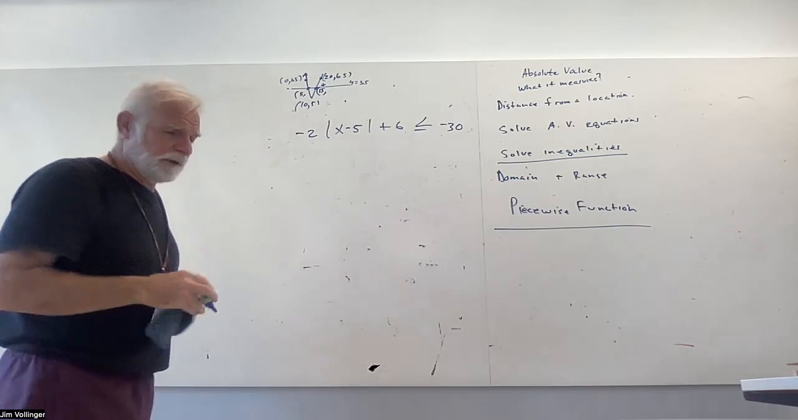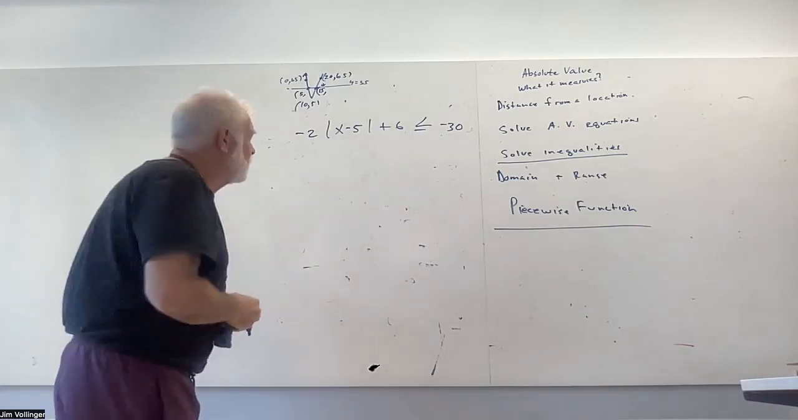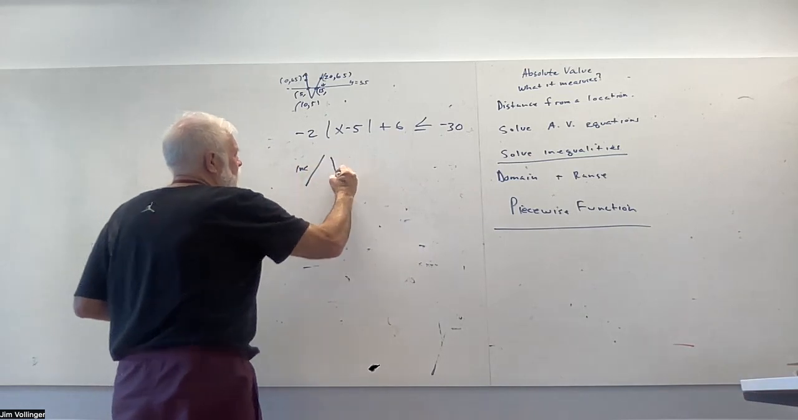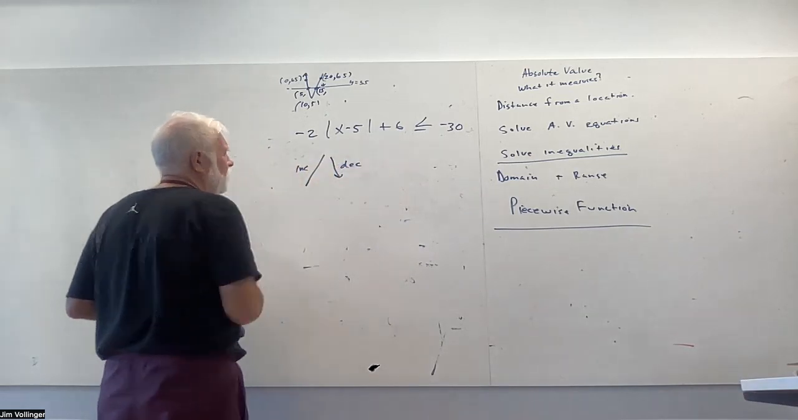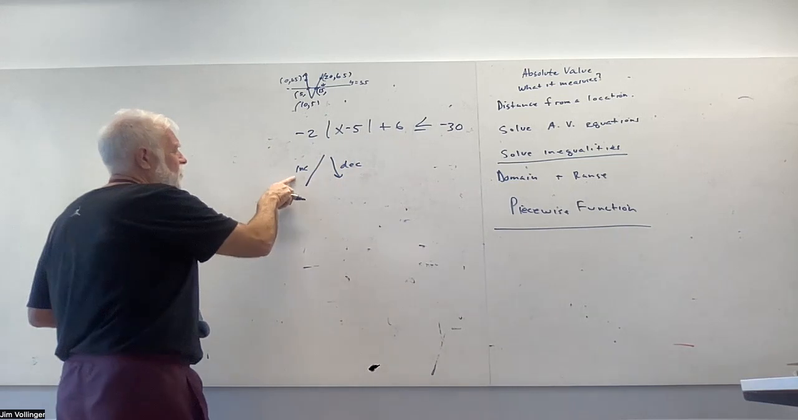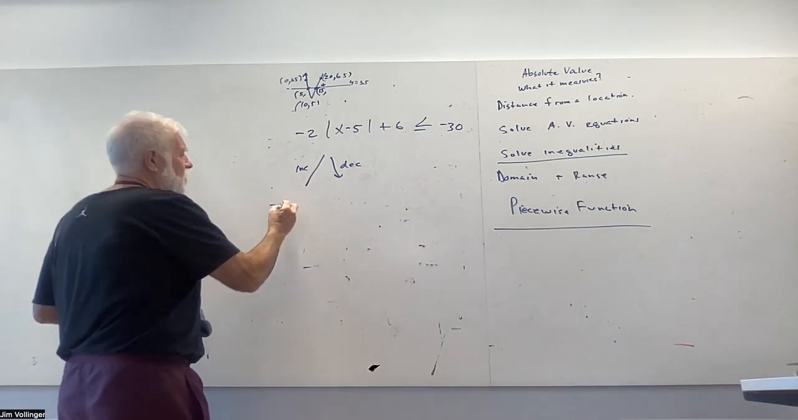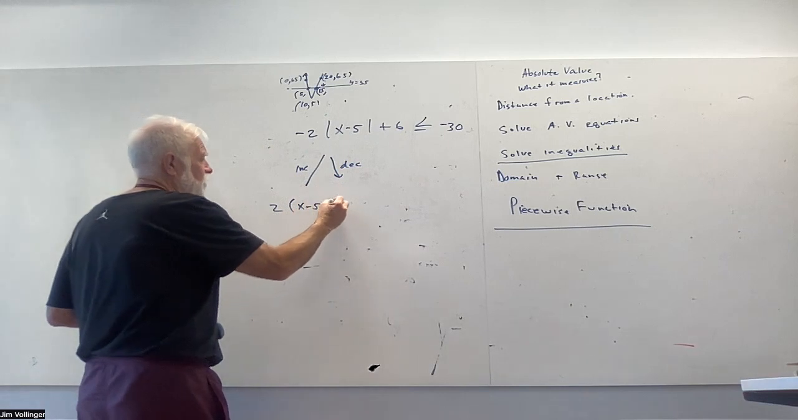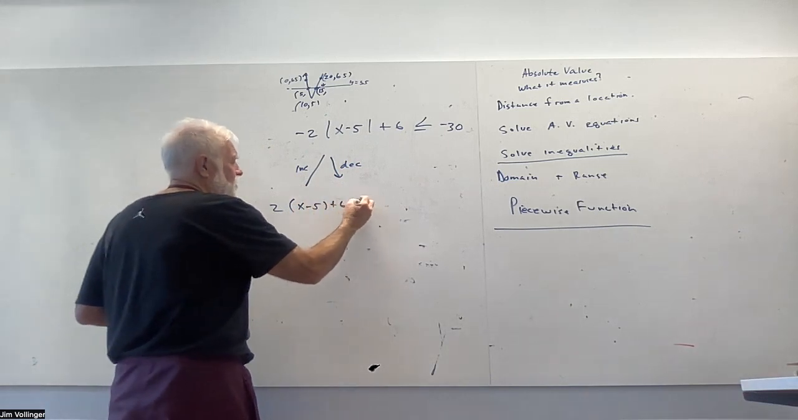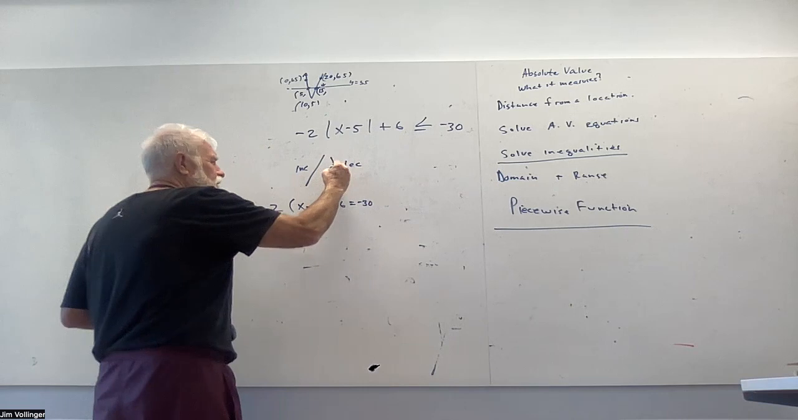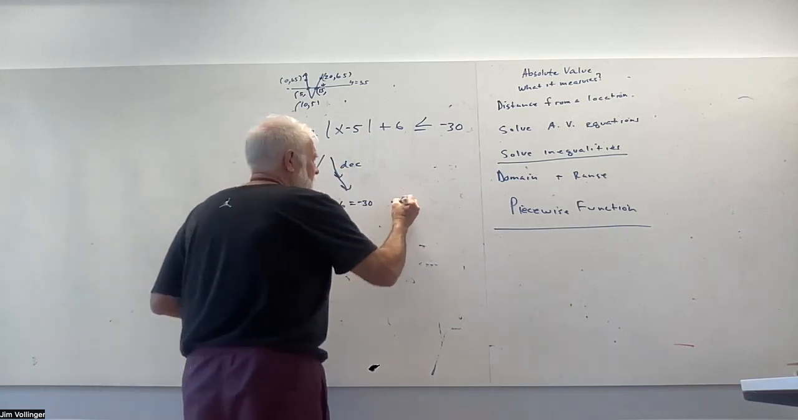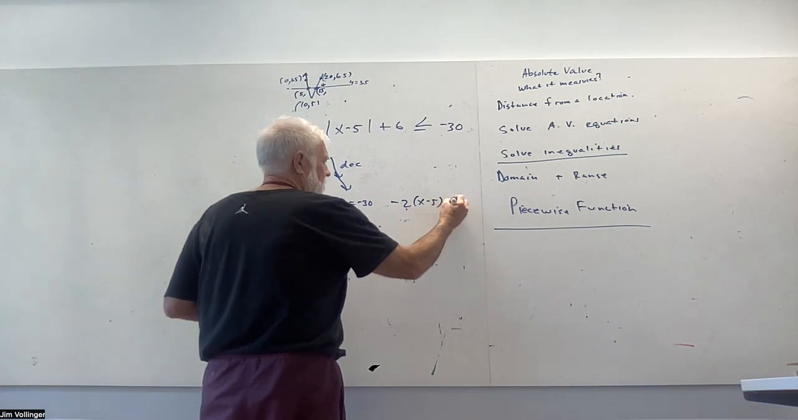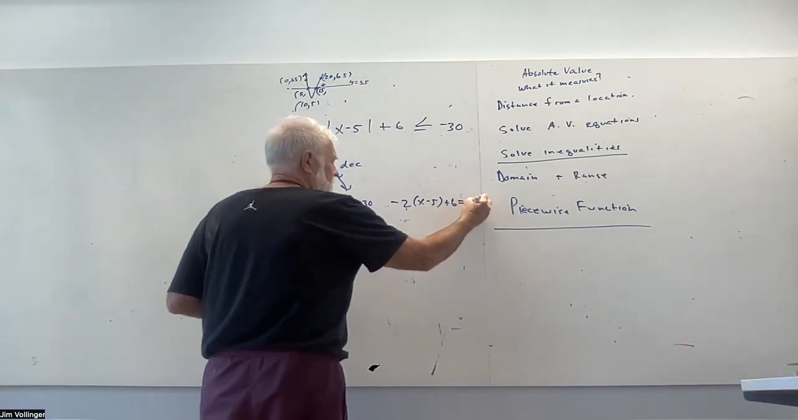All right, so you pause the video. I'm just going to do it. So a negative is increasing, then decreasing. So the first thing I'm going to do is find the critical numbers, and I'm going to do the increasing side, which is the branch 2 parentheses x minus 5 plus 6. Now I'm going to set that equal to negative 30. And then I'll do the decreasing side, which is the minus 2 x minus 5 plus 6 equals negative 30.